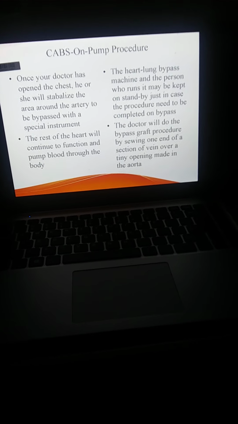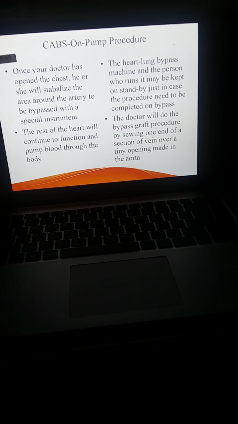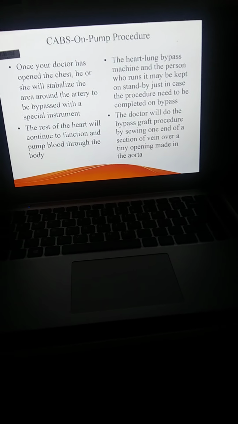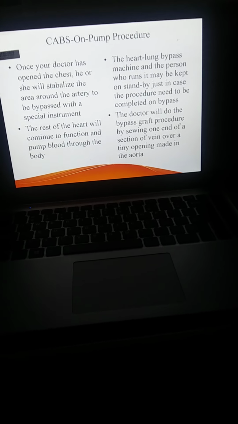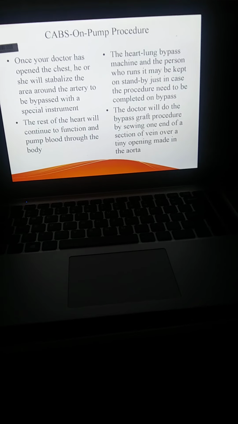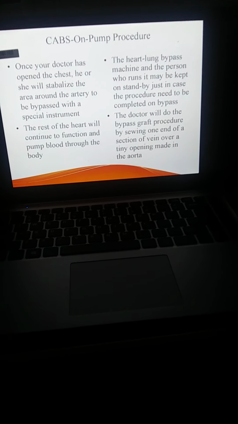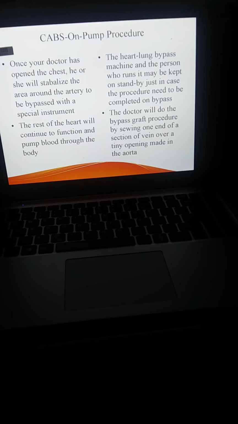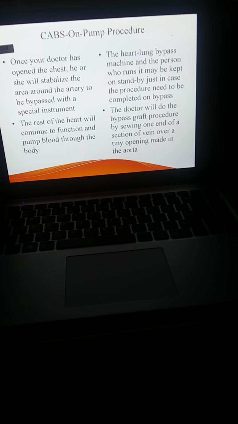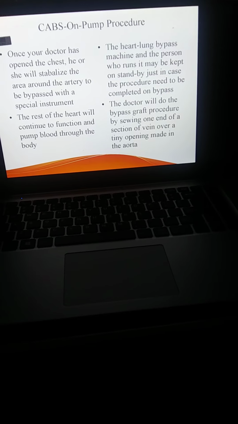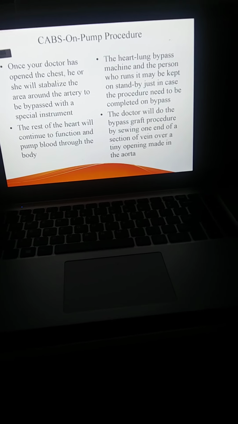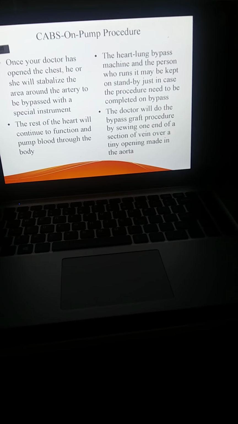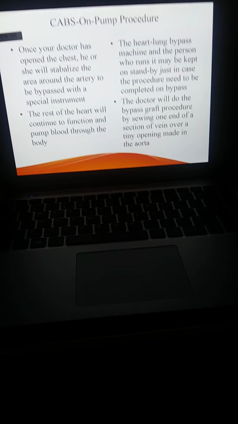Off-pump CABG procedure. Once your doctor has opened the chest, he or she will stabilize the area around the artery to be bypassed with a special instrument. The rest of the heart will continue to function and pump blood through the body. The heart-lung bypass machine and the person who runs it may be kept on standby just in case the procedure needs to be completed on bypass. The doctor will do the bypass graft procedure by sewing one end of a section of a vein over a tiny opening made in the aorta.